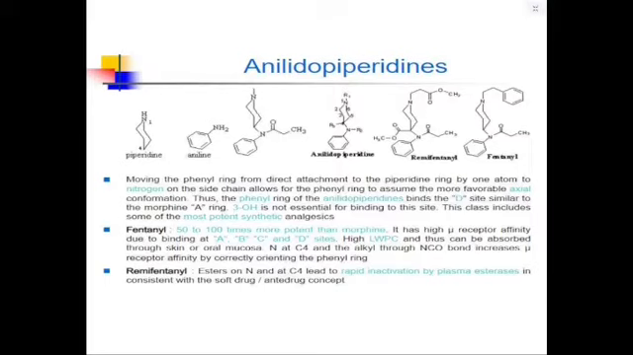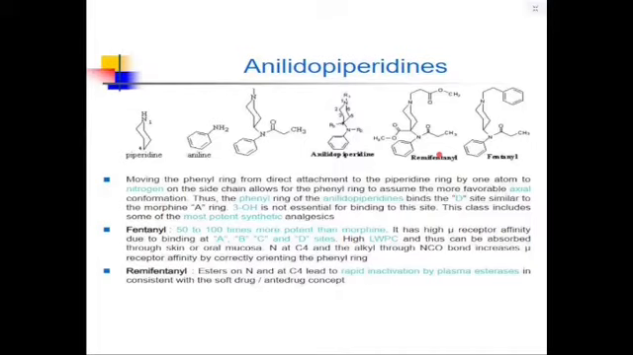So between the piperidine ring, this is our piperidine ring here, and the phenyl ring, you insert a nitrogen. And once you insert a nitrogen, as I had said earlier, the phenyl ring is supposed to take the axial orientation. But because of energy constraints, the concentration of the axial conformer is very low. When you put the nitrogen, somehow it allows the phenyl ring to attain the axial orientation. And because it's the axial orientation, those resultant compounds have much, much higher activity.